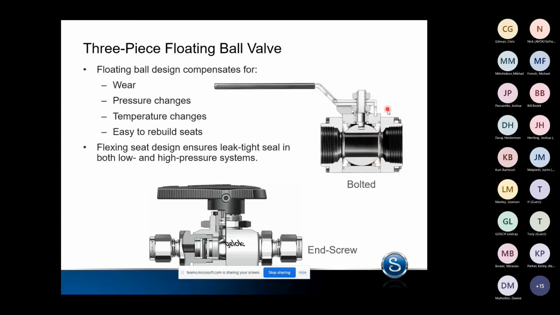So with this floating valve design, you're able to remove this end flange, put in a new seat, and reinstall and get back to running your process. On a single piece or some of the two pieces, you're not able to do that. It's not able to be easily rebuilt, and you don't have that simplicity. It's much more complicated, or they're disposable at that point, disposable valves.